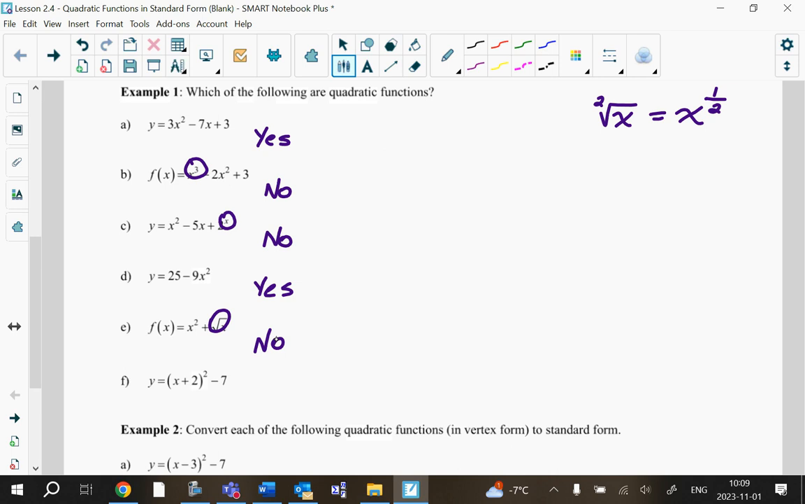Finally, the last one. Yeah, it's got a square. It's got some parentheses there, but this is vertex form. You guys are used to seeing them like this. So yes, good.